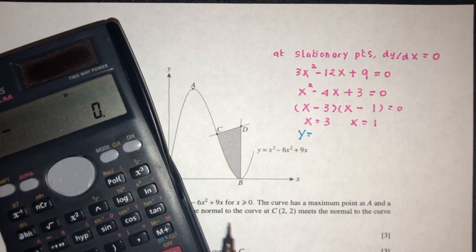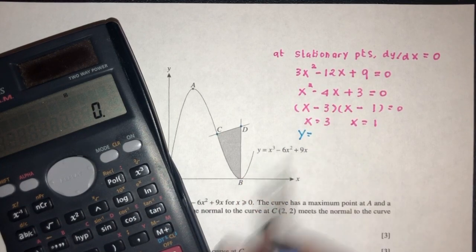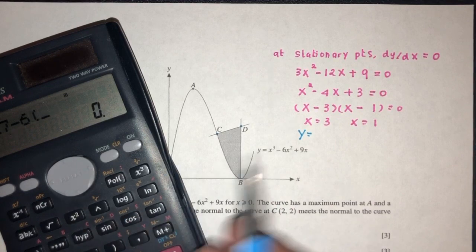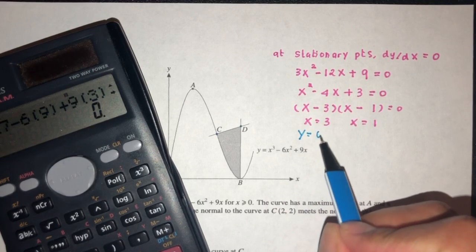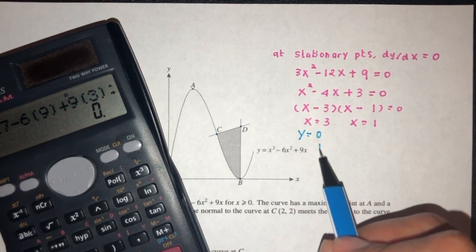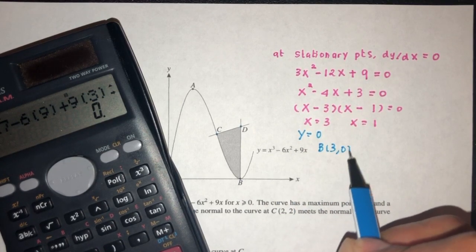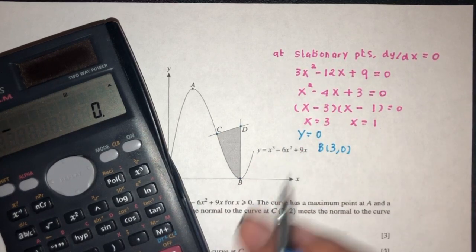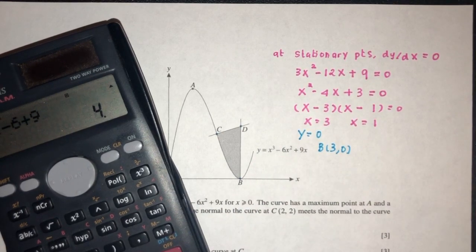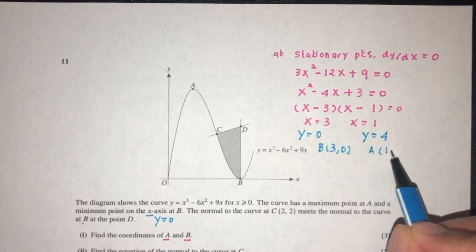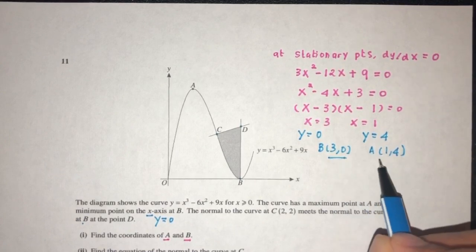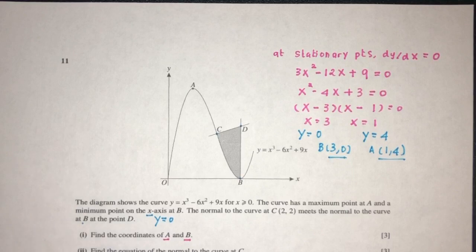So 3 cubed is 27, minus 6 times 3 squared, which is 9, plus 9 times 3. That should be 0 because it is this point right here, right? The point B is (3, 0). This is for the point A: 1 minus 6 plus 9 should be the value of 4. So y will be 4 over here. The point A should be (1, 4).